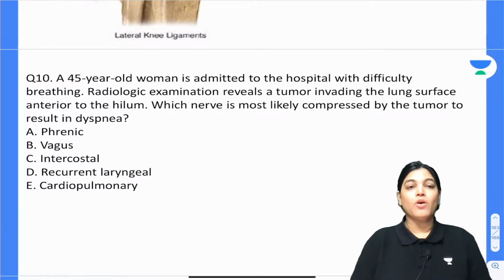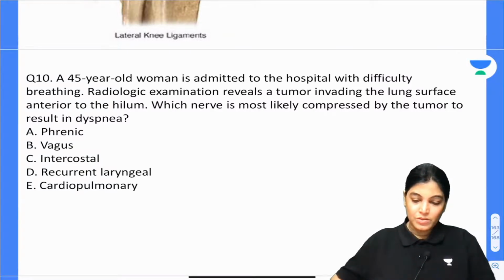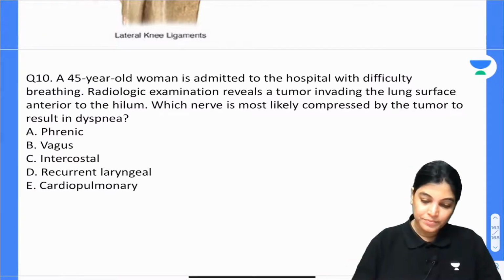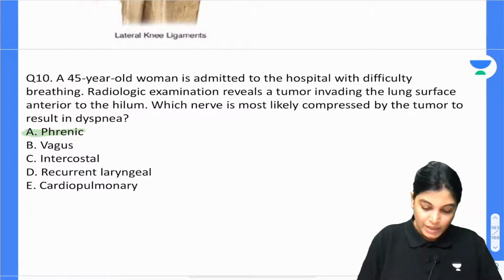So, question number 10, options are A. Phrenic nerve, B. Vagus nerve, C. Intercostal, D. Recurrent laryngeal, and E. Cardiopulmonary. So, we have to mark the right answer here. Option A, Phrenic nerve, absolutely correct. Phrenic nerve is the correct answer.